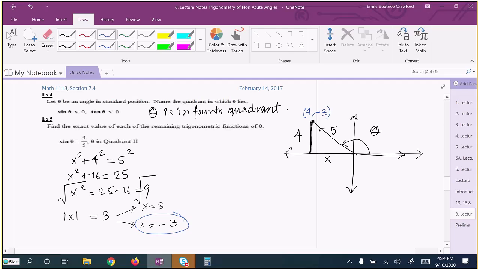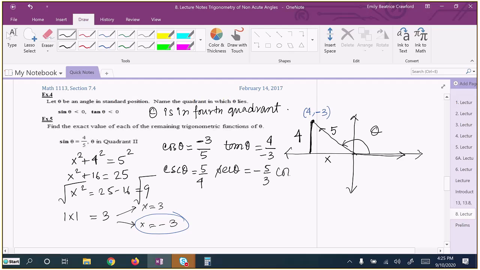So sine theta is 4 over 5. And I want to find out the remaining trigonometric ratios. So we'll go ahead and say cosine theta, which is adjacent. So adjacent this time we found out is negative 3 over 5. Tangent of theta is opposite over adjacent, so that's 4 over negative 3. And then the reciprocals, cosecant of theta is going to be 5 over 4, reciprocal of sine. Secant of theta is the reciprocal of cosine, so that's negative 5/3. And cotangent of theta is the reciprocal of tangent, so that's negative 3/4. That answers my question.